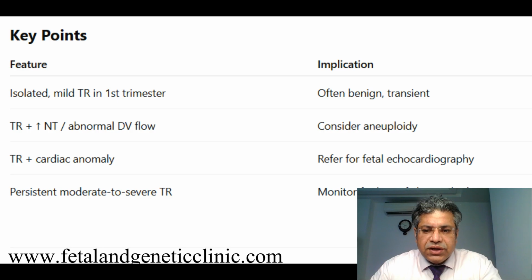Once the NT is higher, then it could be abnormal. On echocardiography, the tricuspid regurgitation which is less than 70 centimeters per second, and which is very early in systole, okay? We have identified this to be benign, and it can be seen in 3 to 4% of normal euploid fetuses. If the NT is normal, then there is hardly anything to get worried about.